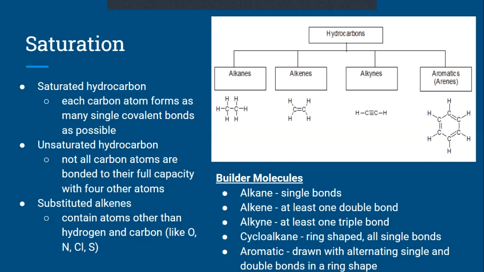So to get a better idea of the builder molecules, an alkane is anything with a single bond. And we talked about those in the last chapter, or one of the last units. We refer to those as methane, ethane, propane, butane, pentane, hexane, heptane, and so forth. And those are all alkanes. Notice that their names all end with -ane.